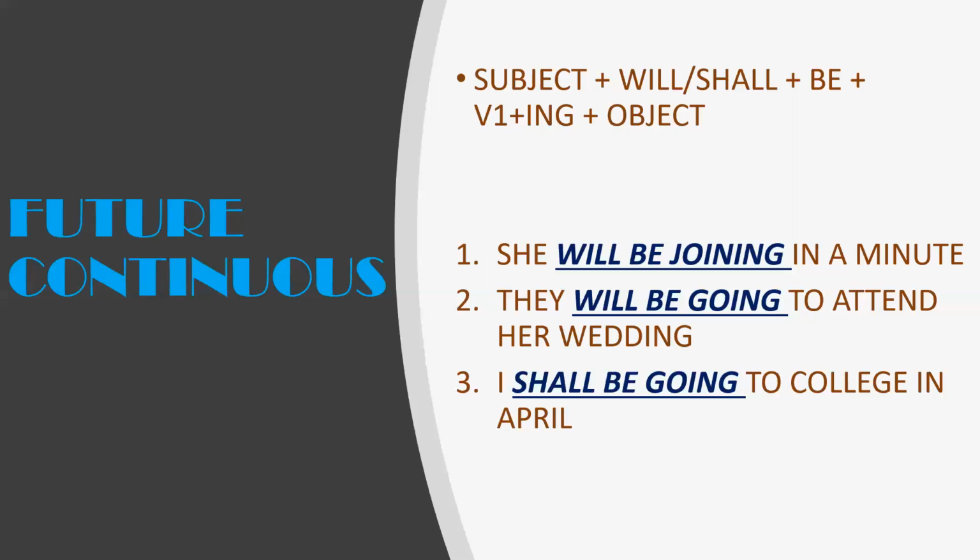They will be going to attend her wedding. I shall be going to college in April. See, the future continuous tense creates some kind of probability that the thing might happen and might not happen.